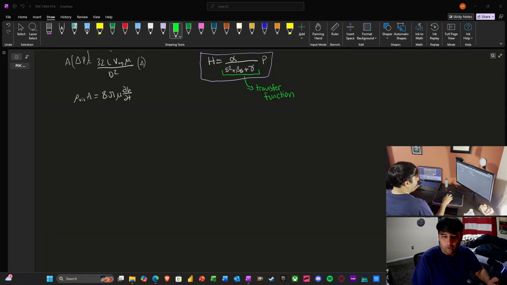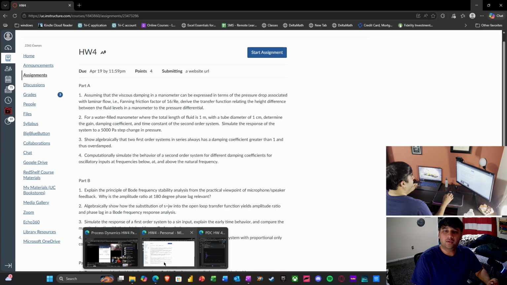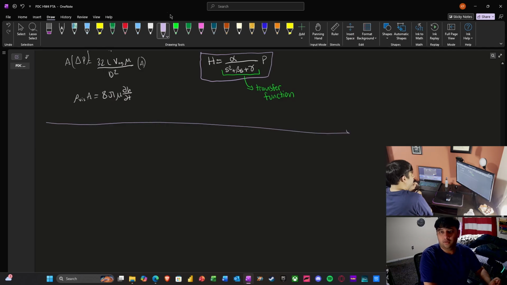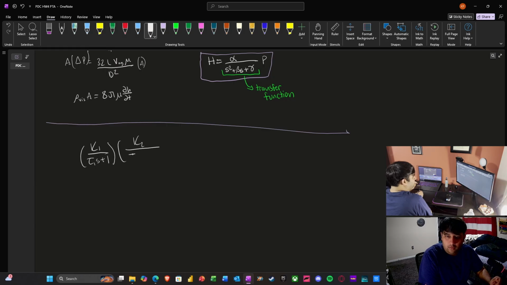Now for the third part, if I could find my cursor, we're going to be showing algebraically that the first two order systems in series will always have a damping coefficient greater than 1 and thus be overdamped. So to start, we're going to start with our k1 over tau 1 s plus 1 times k2 over tau 2 s plus 1.